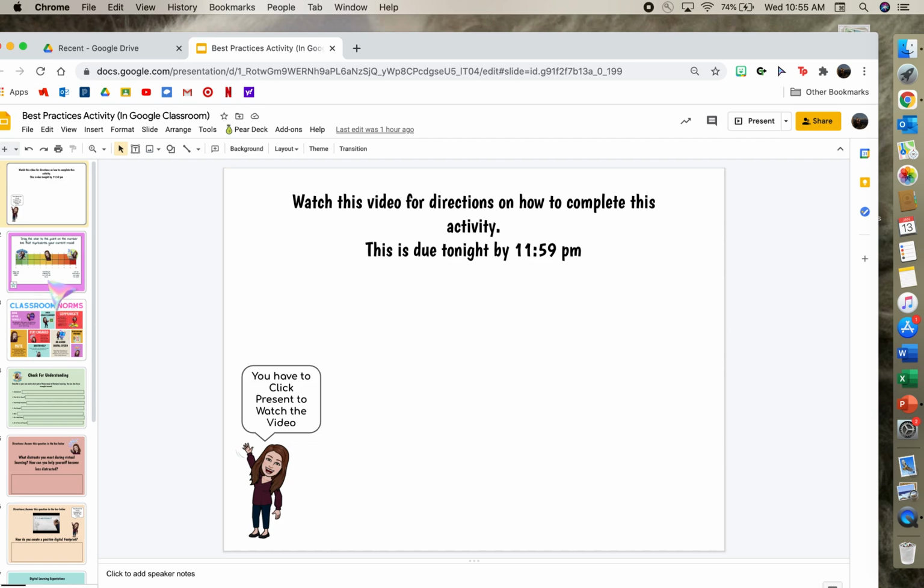So obviously, watch the directions. I mean, if you're hearing this right now, you're watching the directions. This is due tonight by 11:59 p.m. The reason I chose this lesson for the asynchronous day, meaning the day that we don't have any Google Meets, is just because you're reviewing a lot of the stuff that you learned in the beginning of the year, last semester, about best practices and classroom norms.